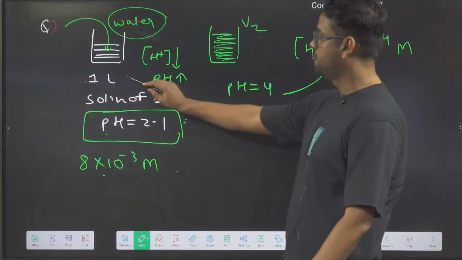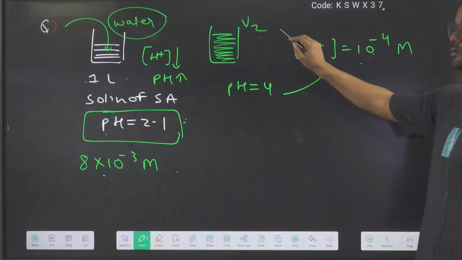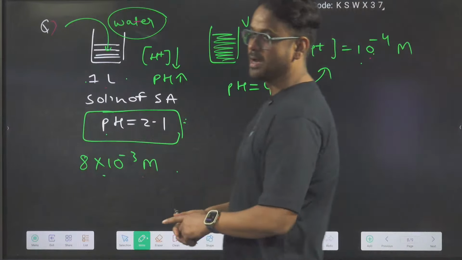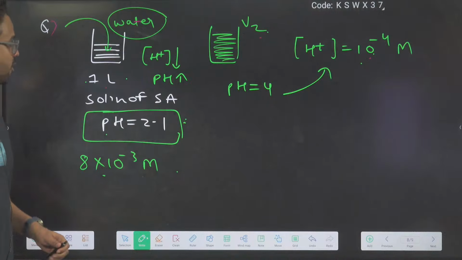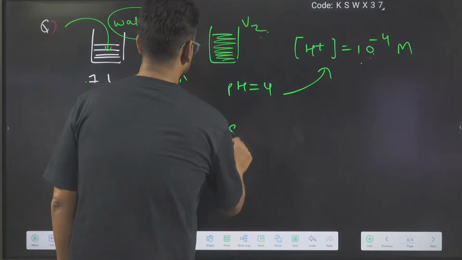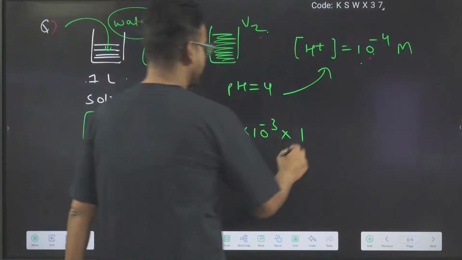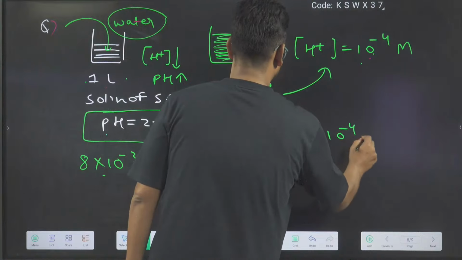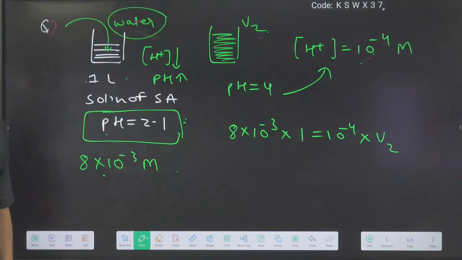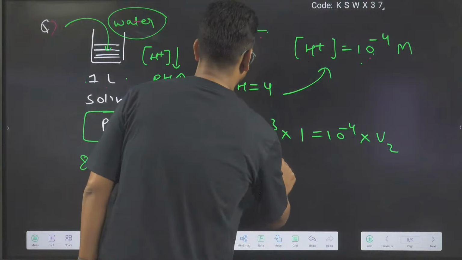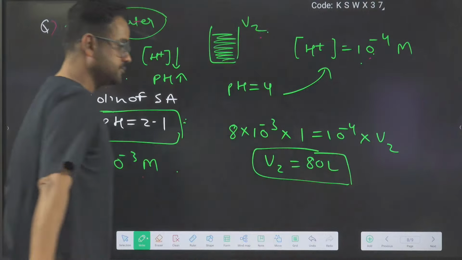M1 V1 = M2 V2. Apply the dilution formula and tell me what value of V2 you are getting. 8 into 10 to the power minus 3 into 1 is equal to 10 to the power minus 4 into V2. So V2 comes out as 80 liter.